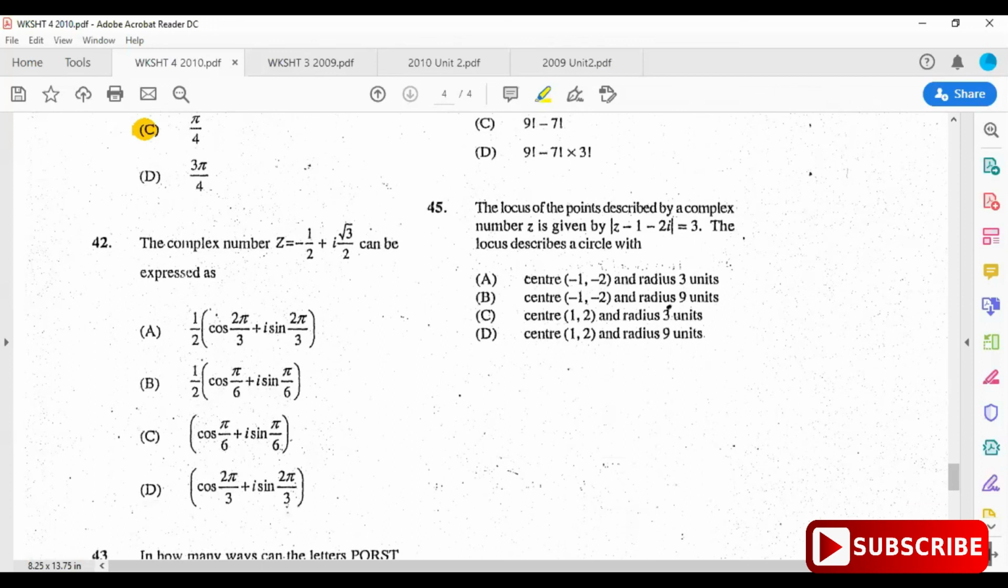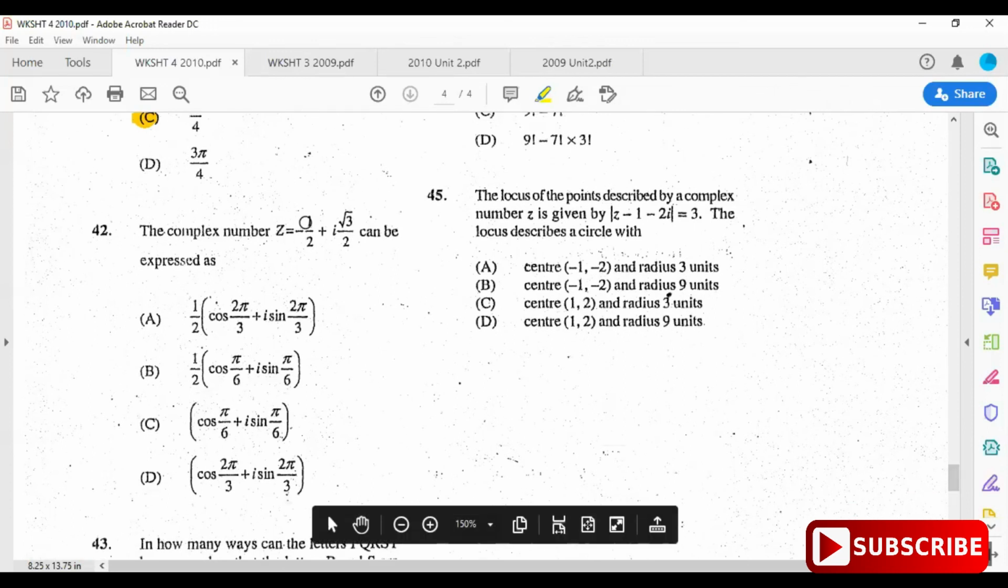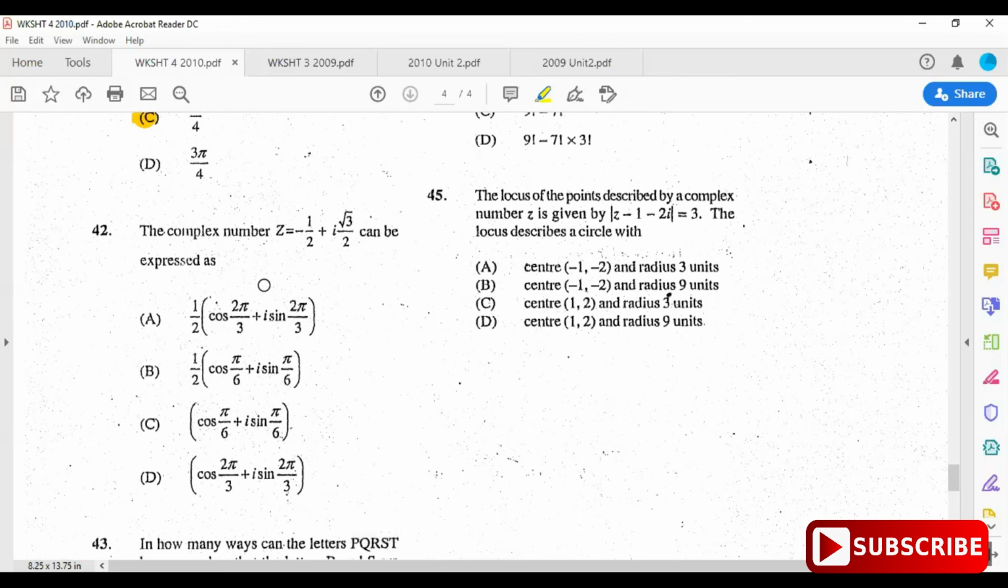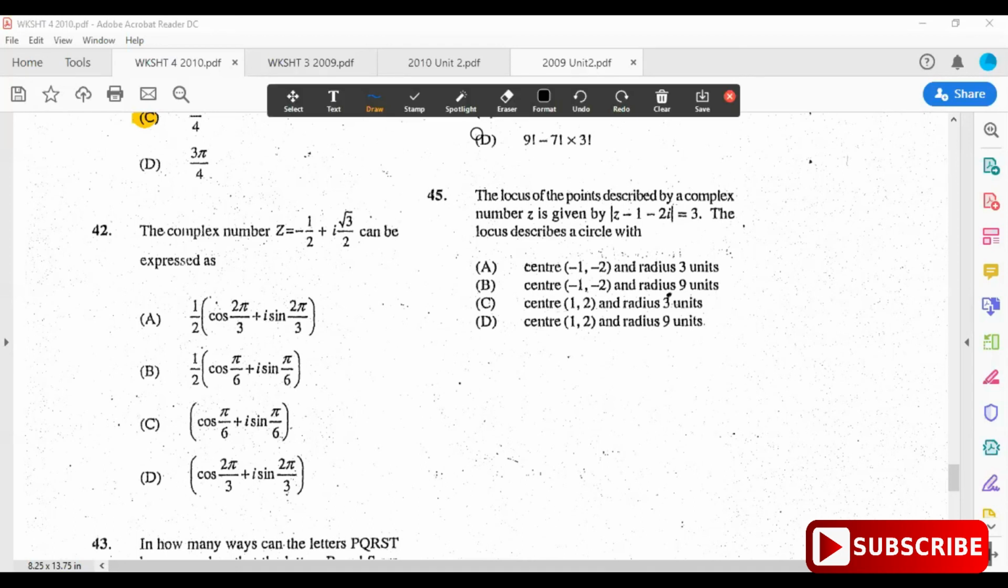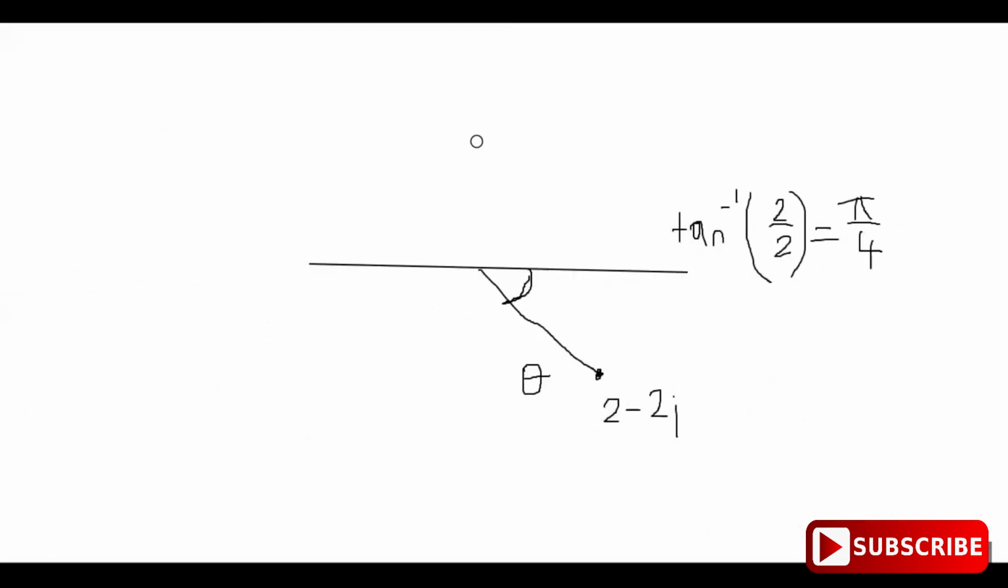Now this question, all you're required to do is find r and find theta. r is just going to be the square root of negative a half squared plus root 3 over 2 squared. So let's work that out. We have z equal to minus a half plus root 3 over 2 i, and so r is just going to be the square root of a half squared plus root 3 over 2 squared.